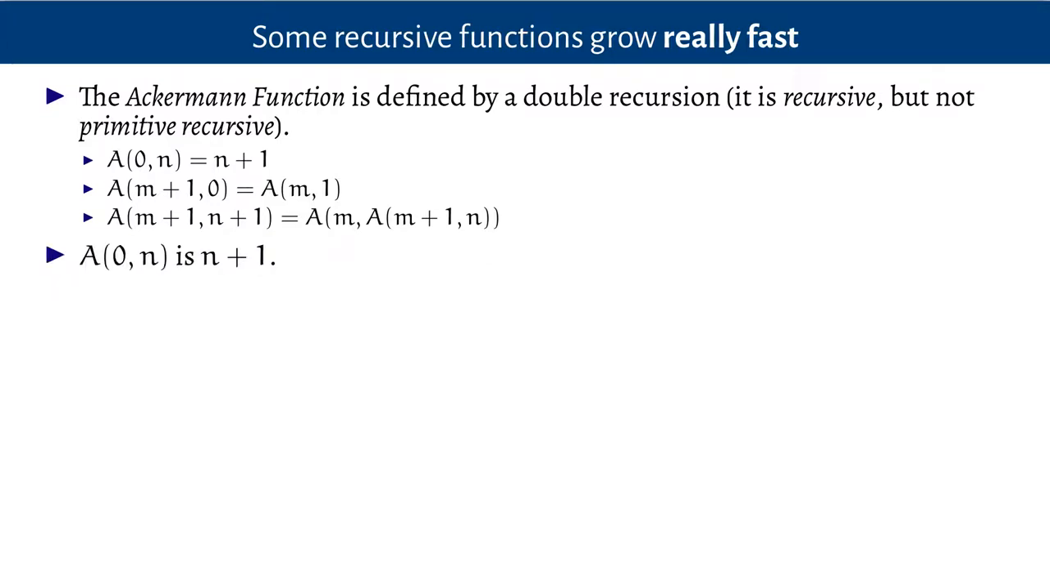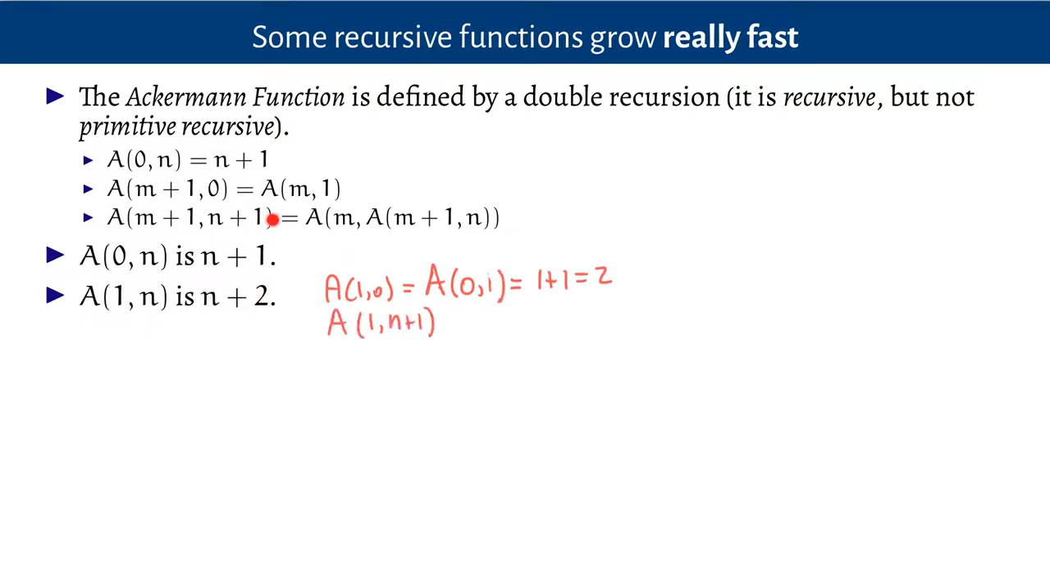very, very quickly. A of 0 and n is just n plus 1. It's just the successor function. That's how it was defined just here. Now, A of 1 and n is n plus 2 because A of 1 and 0 is A of 0 and 1, which is 1 plus 1, which indeed is 0 plus 2. And A of 1 and n plus 1 is A of 0 and A of 1 and n, which indeed turns out to be n plus 2.